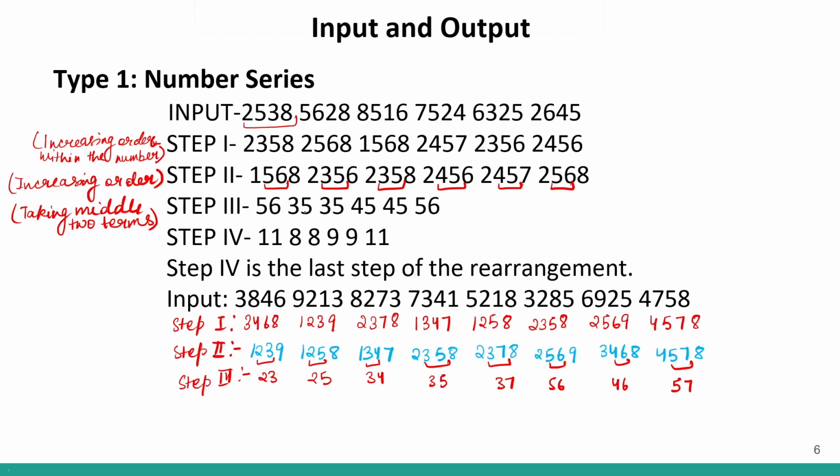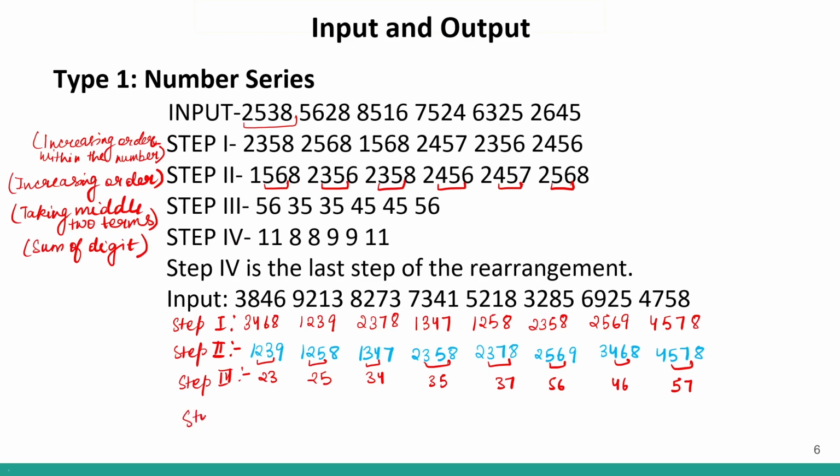3 plus 5 will give me 8. 4 plus 5 will give me 9. And 5 plus 6 will again give me 11. So basically, it is the sum of digits of the previous step. Correct? It is the sum of the digits of the previous step.